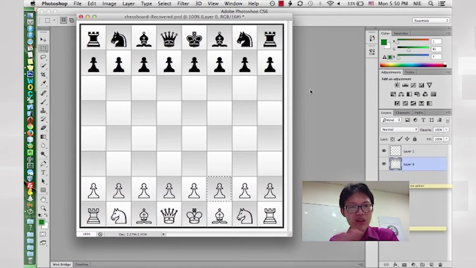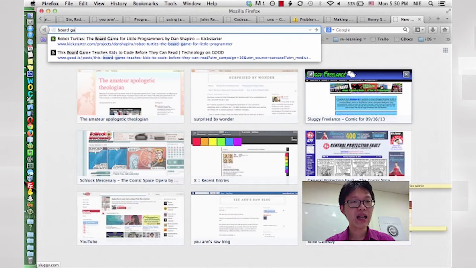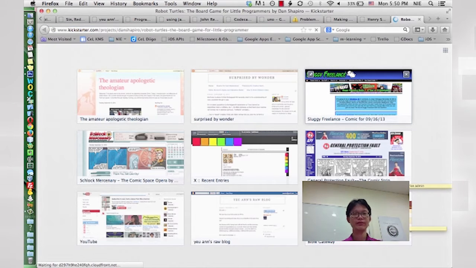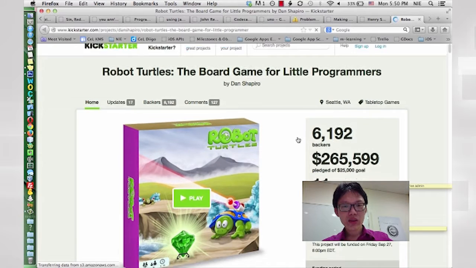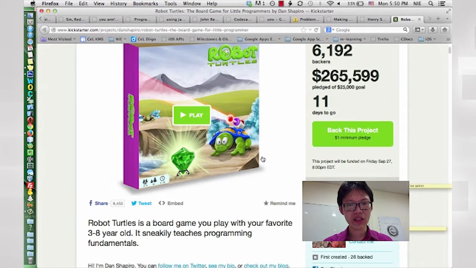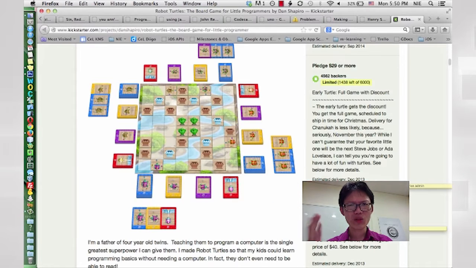Recently, I found a very cool board game that allows you to teach programming. That's the one. You see, Robot Turtle, a board game for little programmers. Let's open it and take a look. I came across this and, wow, as you can see on Kickstarter, it earned quite a lot, and I think it's quite a hot game. Because why? Apparently, Robot Turtle is a board game that 3 to 8 year olds can play. It sneakily teaches programming fundamentals. So I'm like, wow, how does it do that?